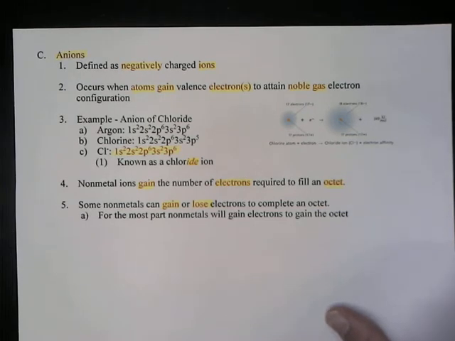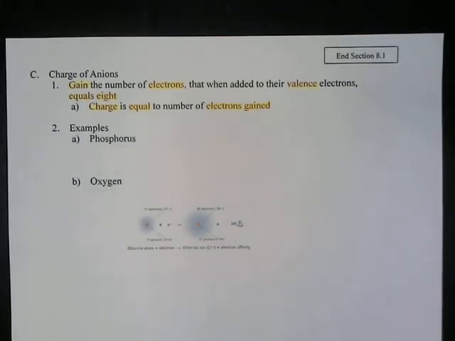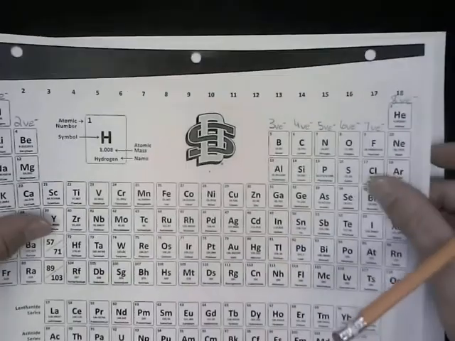We're going to go back a little bit and talk about our valence electrons, because we want to know that for anions, elements are going to gain the number of electrons to get to that value of 8, or to fill their outer s and p orbitals. The charge is equal to the number of electrons gained. So let's check out a few examples.